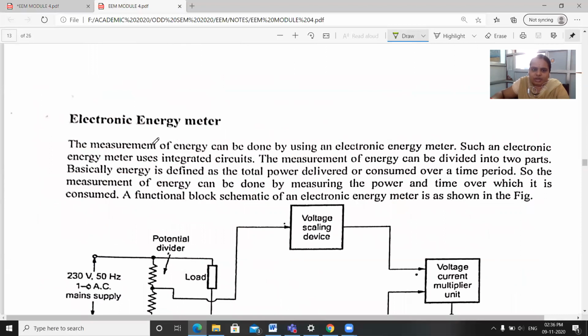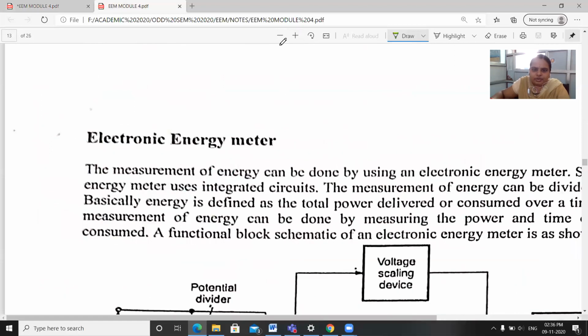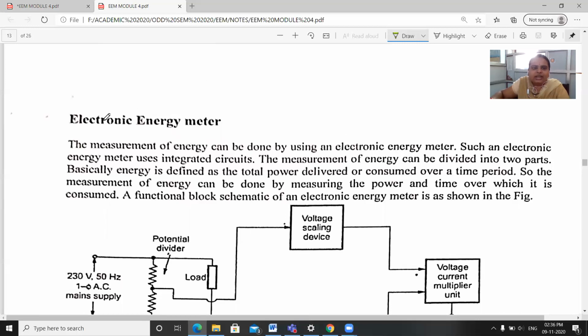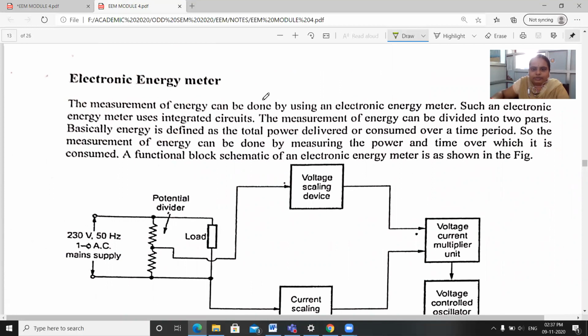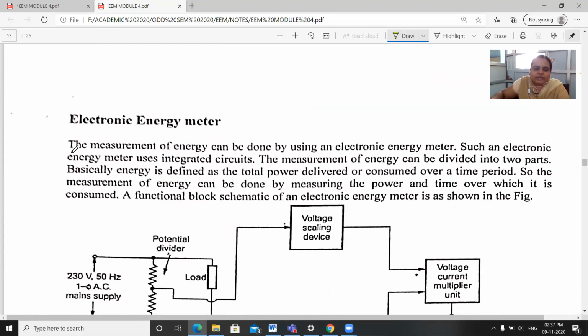Next topic we are going for is the electronic energy meter. What is it? We are going to measure our energy by using a meter. That is the meaning. Here, the measurement of energy can be done by using an electronic energy meter. Such an electronic energy meter uses integrated circuits. We require the basic building blocks so that I can measure the energy.